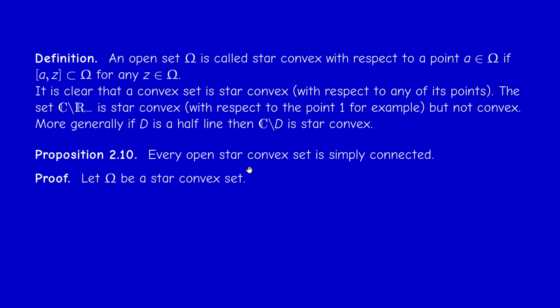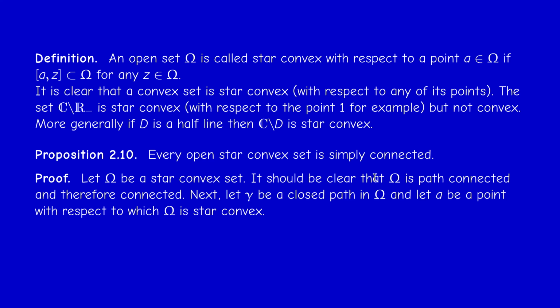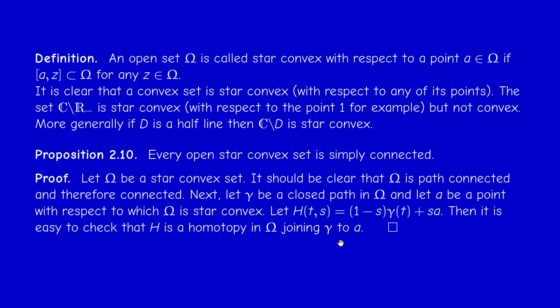And now it's easy to see that a star convex set is simply connected. Why? Because we don't have the straight line homotopy, but we have something very close. Connect a loop to a point by this straight line homotopy, joining the loop to a point A, with respect to which omega is star convex. This makes sense because this homotopy H is in omega, because the straight line segment joining gamma of t to A is always in omega. So this makes sense. So we have convex implies star convex, and star convex or star shaped implies simply connected.